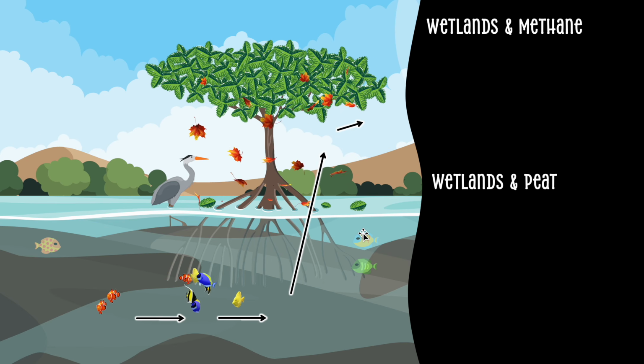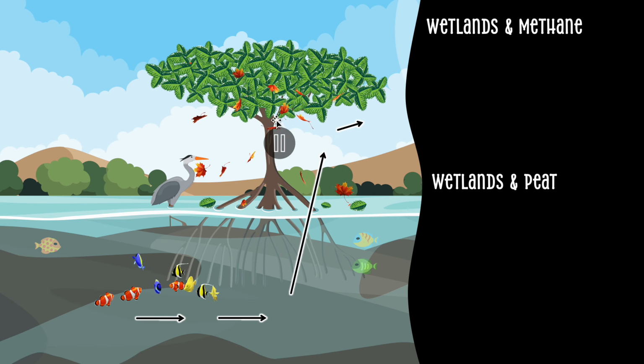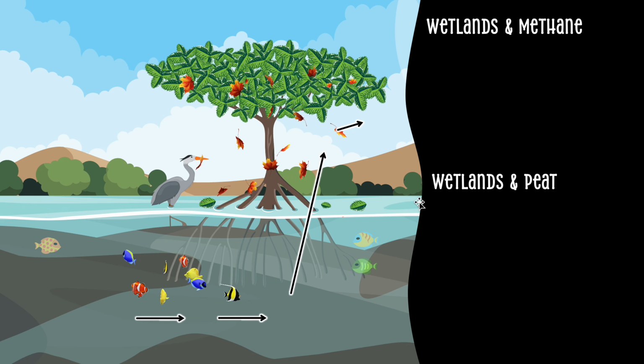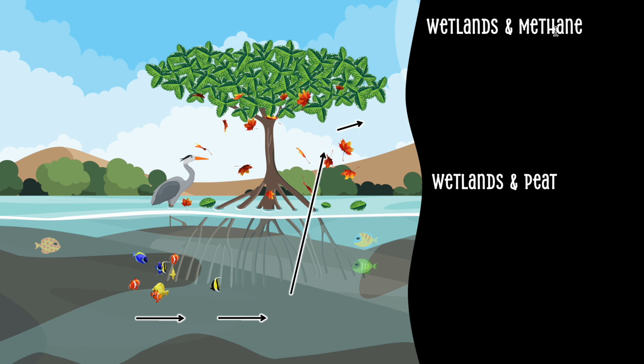Look at this crazy environment here. Leaves falling, not even the same leaves from this tree. Fish moving, whatever. It's mad here. Okay, so we're going to talk first about wetlands and methane.